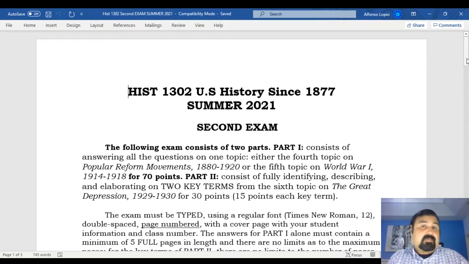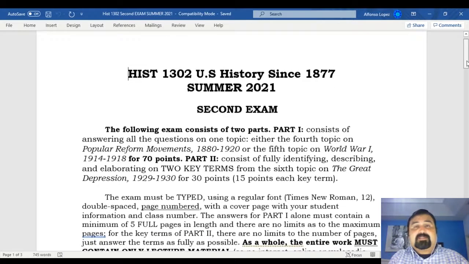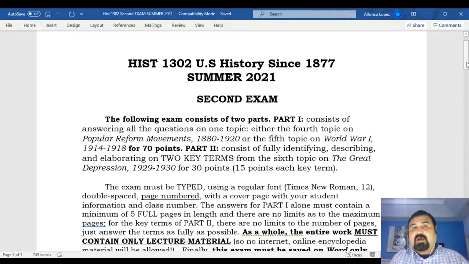There are going to be three topics presented for this second part. We're moving into part two of the course, which is called The Crisis of Modernity. The fourth topic is titled Popular Reform Movements from 1880 to 1920. The fifth topic is World War One from 1914 to 1918. And there's going to be yet a sixth topic on the Great Depression from 1929 to 1930.